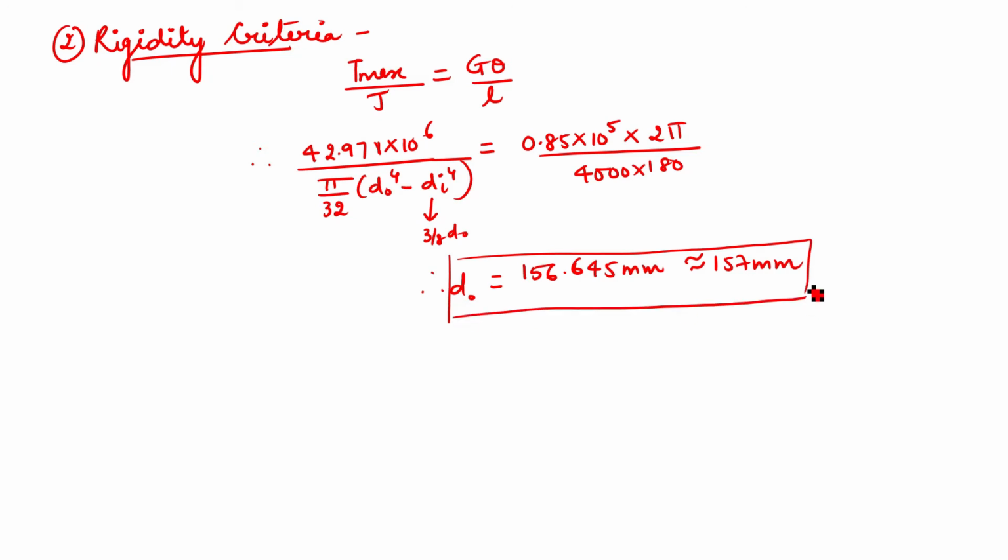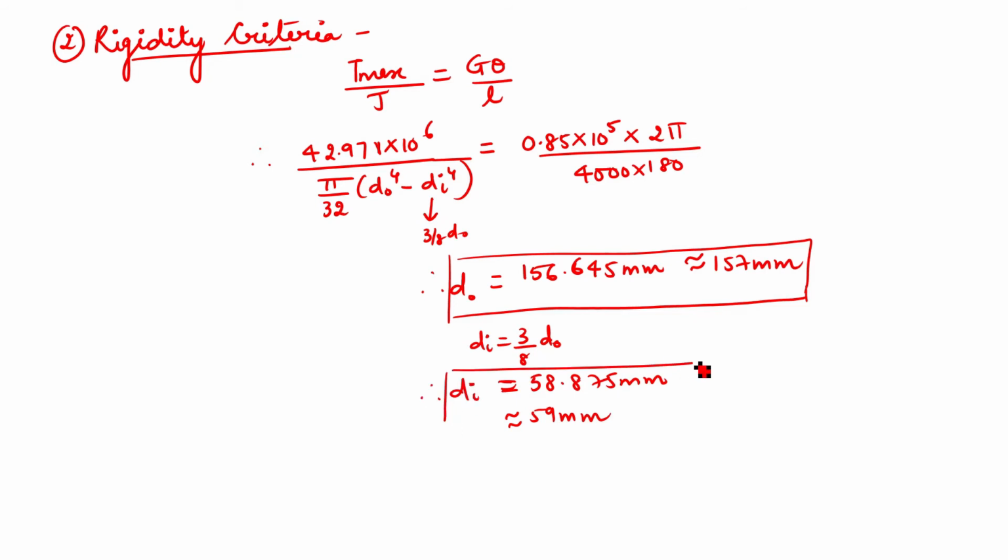And when I substitute DI is 3 by 8 DO, if I substitute DO here, I will get the value of DI as 58.875 mm. Now this can also be approximated to 59 mm. So I have found DI and DO using both the methods. Now I need to find out which value is safe for both the shafts.